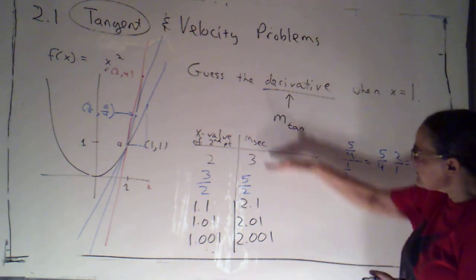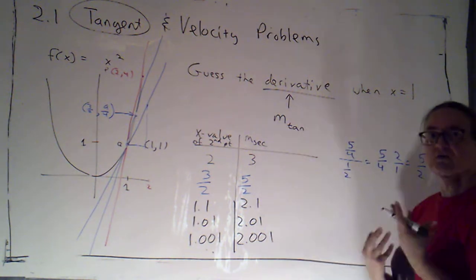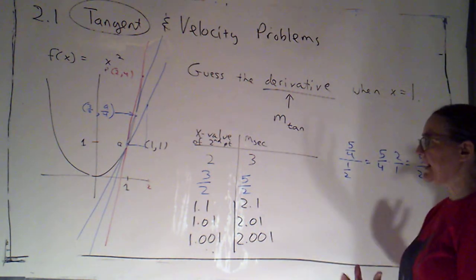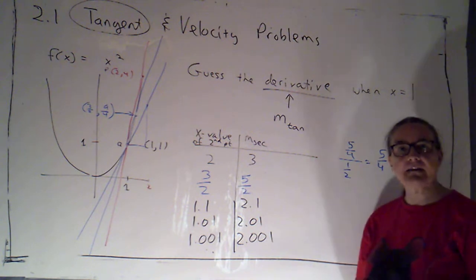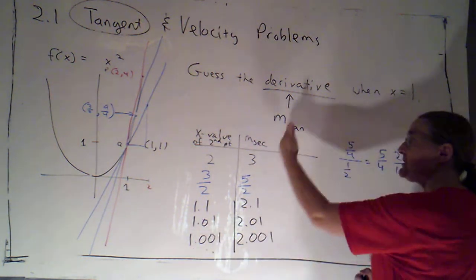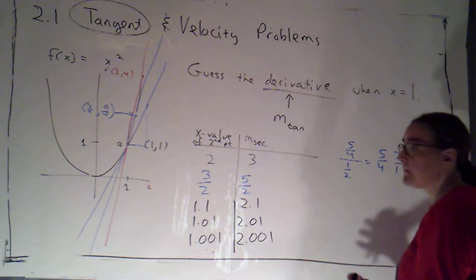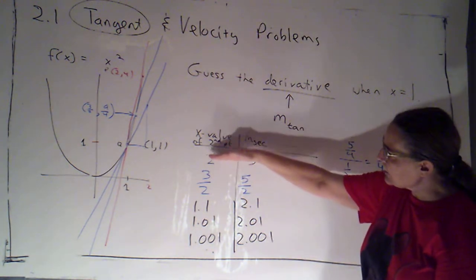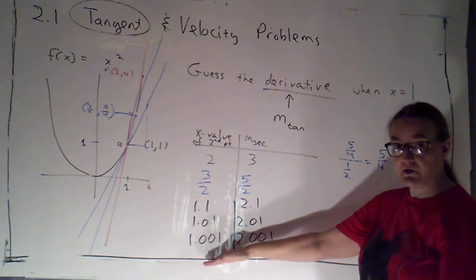So now, rather than taking any one of these numbers and using it as my guess for the tangent line, I'm going to take advantage of the fact that I've created a pattern over here. And I'm going to try to see, is there a corresponding pattern over here? These x values are getting closer and closer to 1.